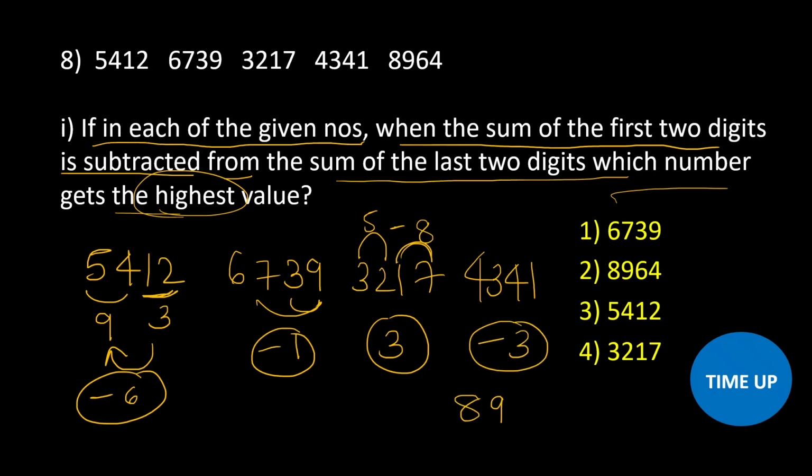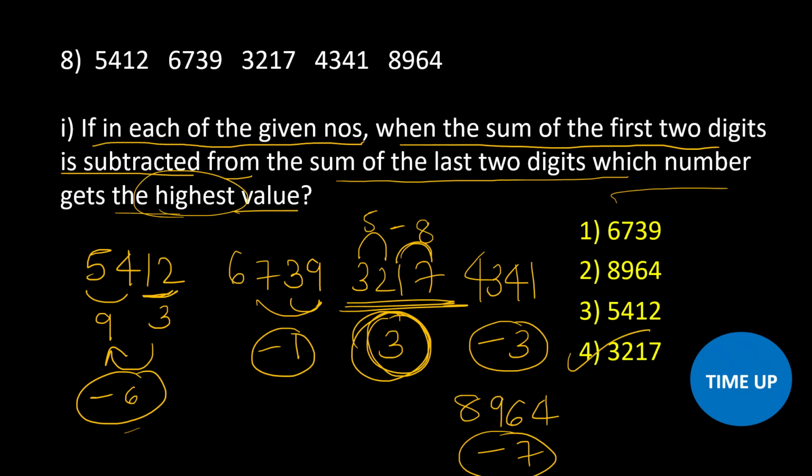And then 8, 9, 6, 4. You'll get what? Minus 7. So which gets the highest value? Out of all this, positive number is 3. Correct? So positive gets the highest value. So which is that number? 3217. 3217 is the correct answer.